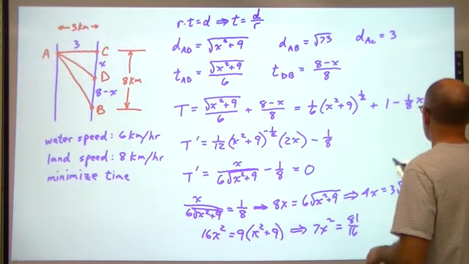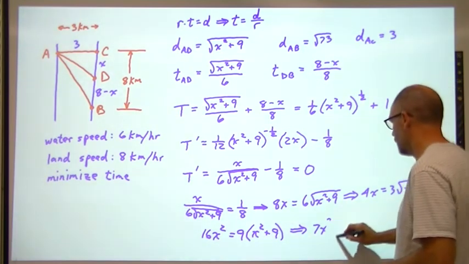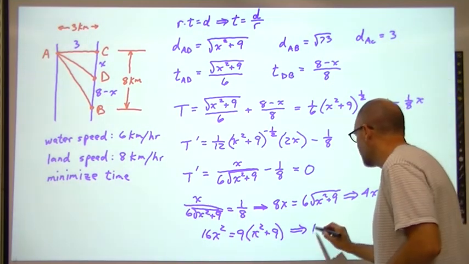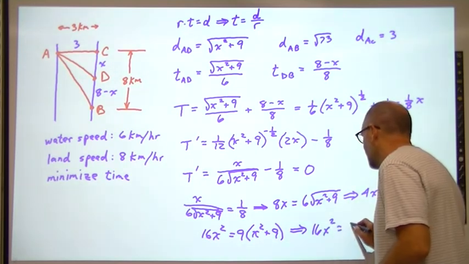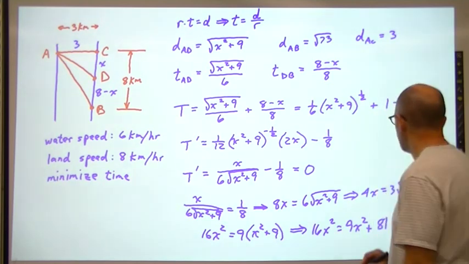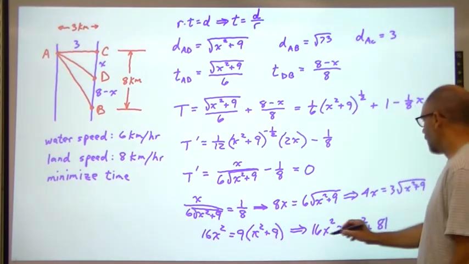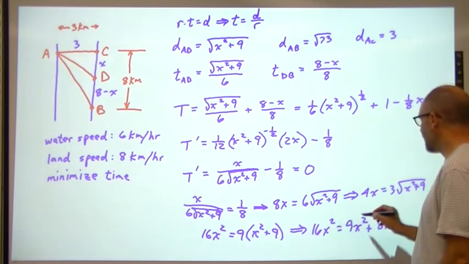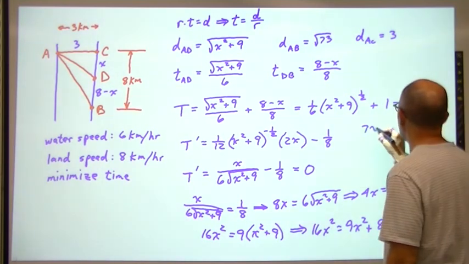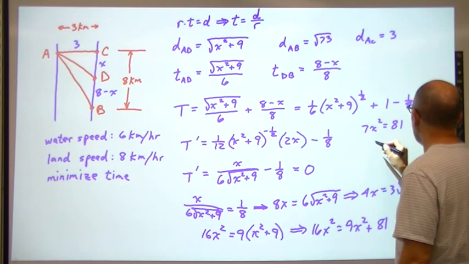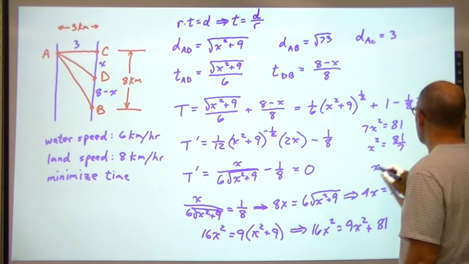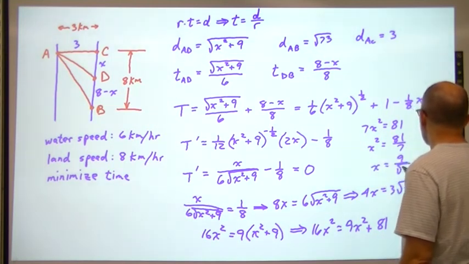All right, take 2. I tried to take a shortcut here. Let's just go 16x squared equals 9x squared plus 81. There is no 7 there. So now, yes, 7x squared equals 81, and that means x squared equals 81 over 7, which means x equals 9 over the square root of 7. That's better.